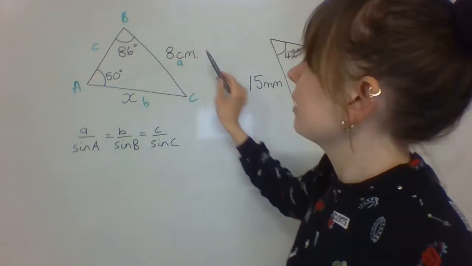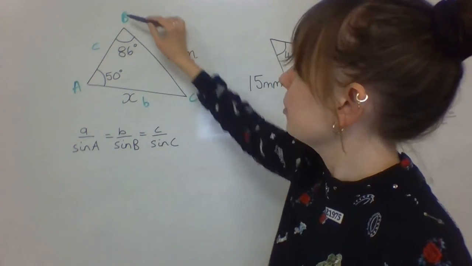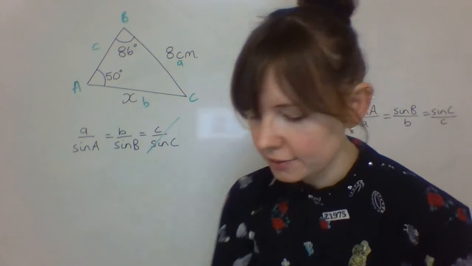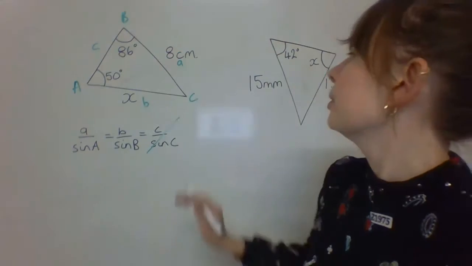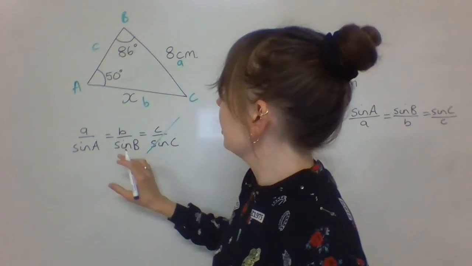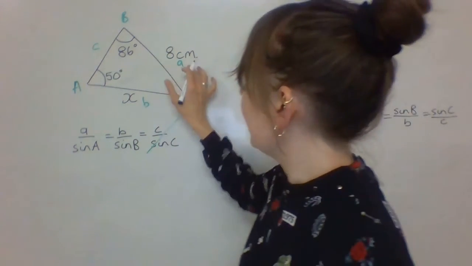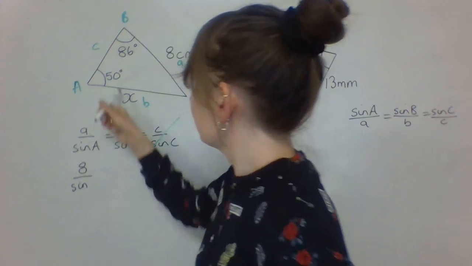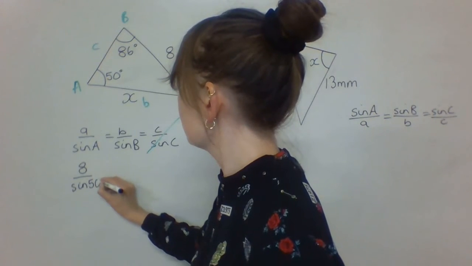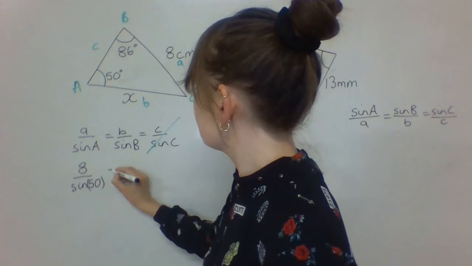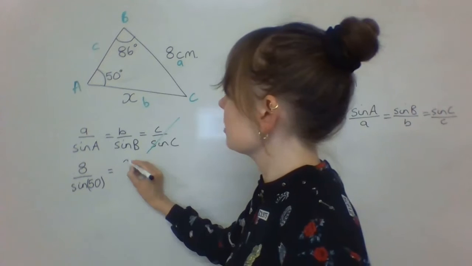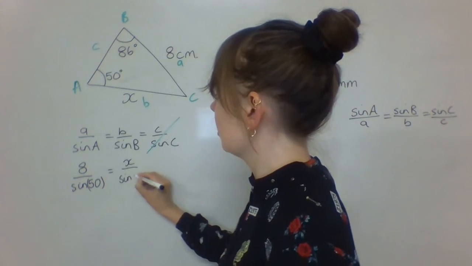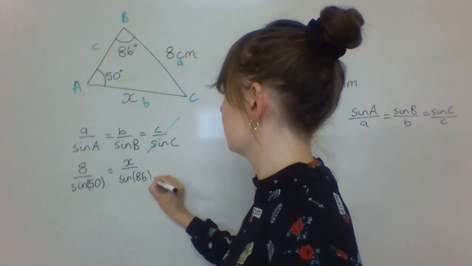Now, the way I've labeled it, A and a, B and b. So I'm not using the third part of the formula here, and that's fine. So I'm going to now plug the information I have into the formula. So we've got 8 divided by sine of angle 50 is equal to b, which is x, that's what we want to find out, divided by sine of 86.